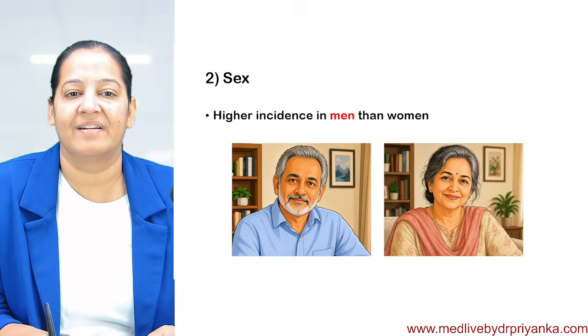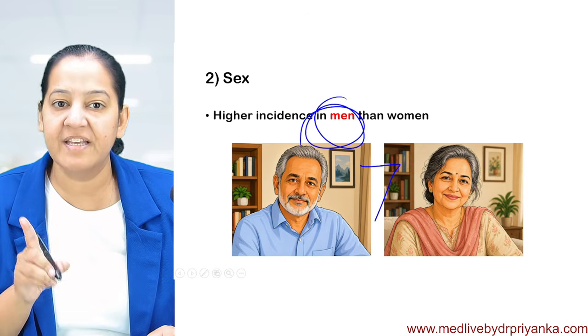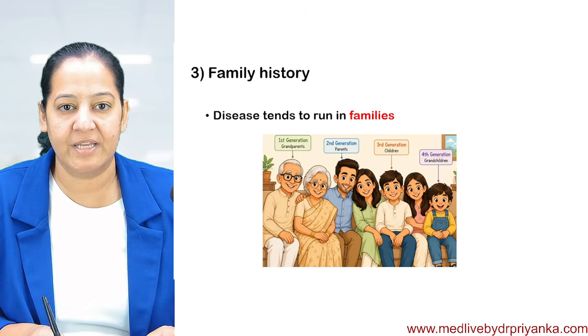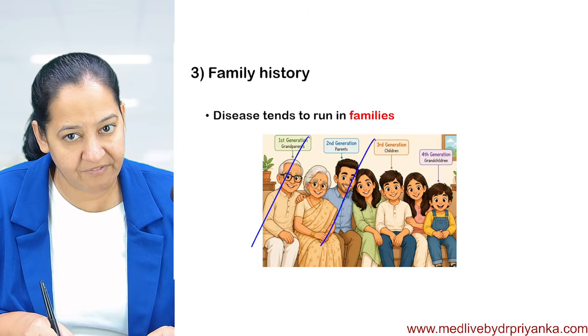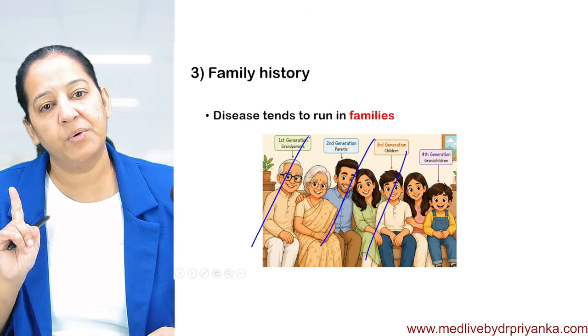The second is gender. The incidence of CAD is more in males as compared to females. The third is family history. It runs in the families. If the grandfather has a heart attack, there are chances the father will have one, and there are chances the children will also have one in the future. So it runs in the family.